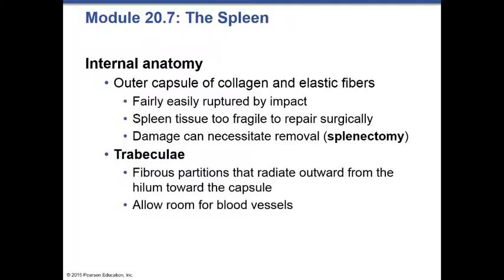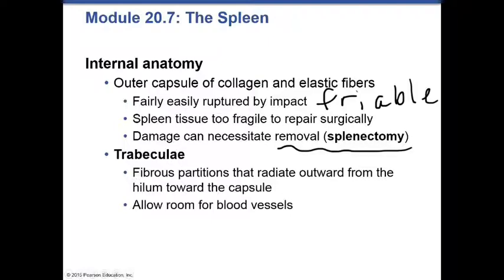The fact that the spleen is able to rupture easily and is very fragile and therefore not easy to repair, the word for that is that the spleen is very friable. It's very friable, very fragile, difficult to repair, and if it gets damaged, may require a splenectomy. Life can go on without the spleen, but certainly the immune system is damaged or not able to be as robust if the spleen is removed.